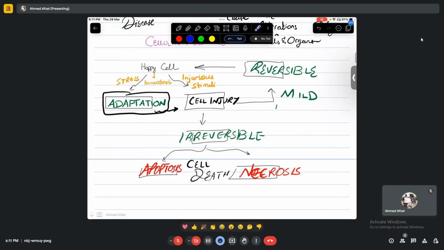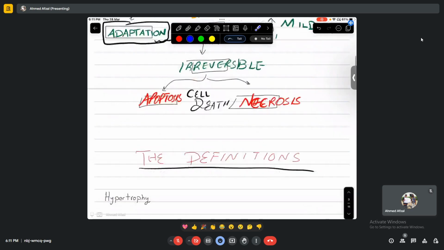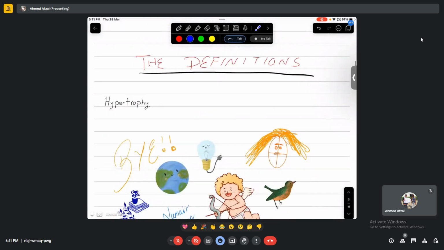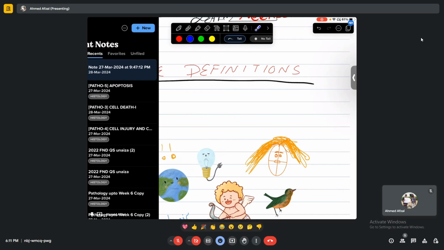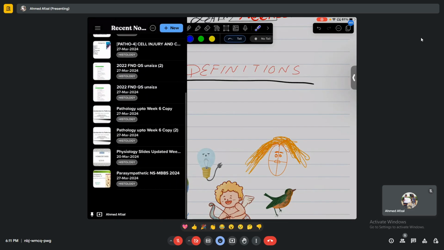So this is the total basic of pathology. Next up are the definitions. So I'll go to the slides where we annotated the definitions.